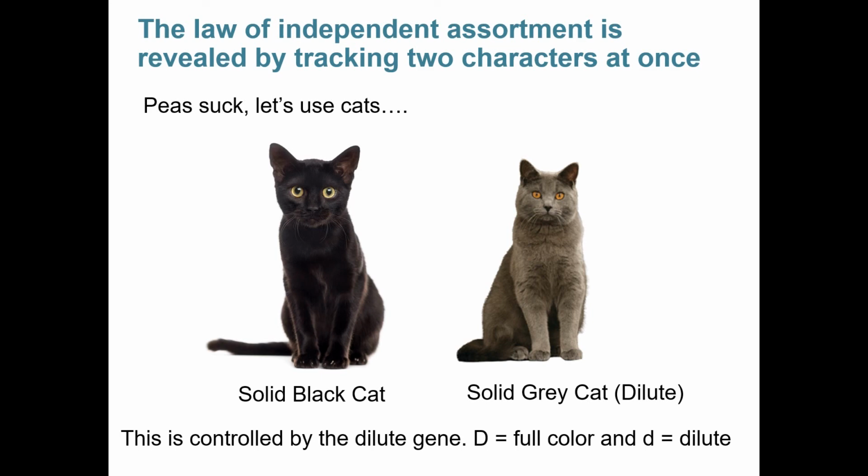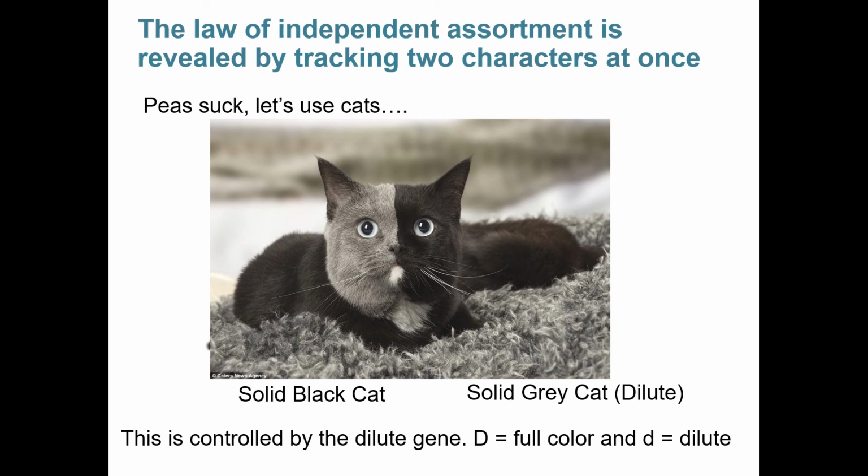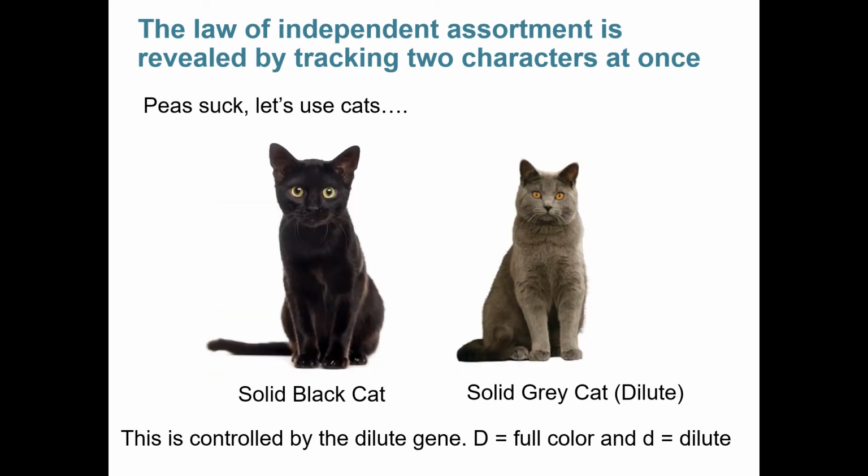We have a solid black cat on the left and a solid gray cat on the right. This difference, whether or not the cat is a dark color or a lighter color, is caused by a gene called dilute. The dominant version of dilute results in a full-colored black cat, but the homozygous recessive individual will be gray. Of course, there are some exceptions like this cutie, but we won't be thinking about them quite yet. So these are trait number 1.